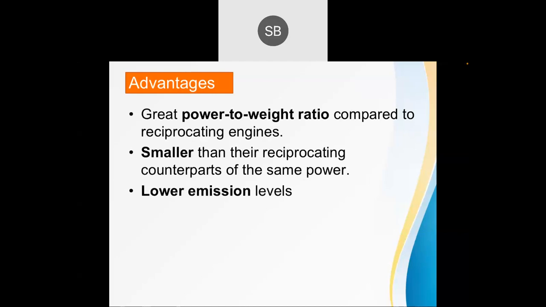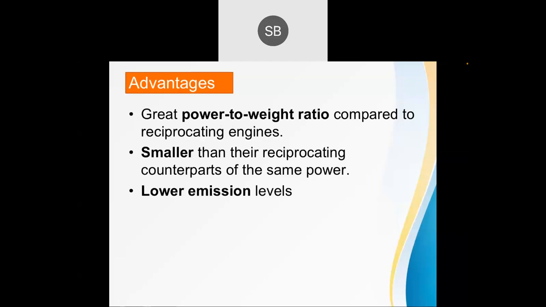The first advantage is a great power to weight ratio compared to the reciprocating engine. If you compare the gas power plant to the reciprocating power plant, you will see the power to weight ratio is very high. It will produce more power than the IC engine for a constant weight.